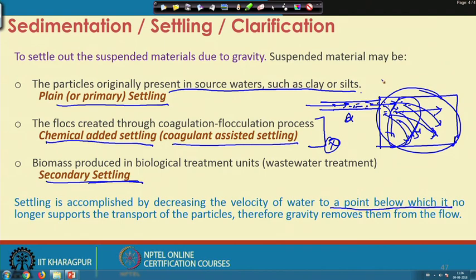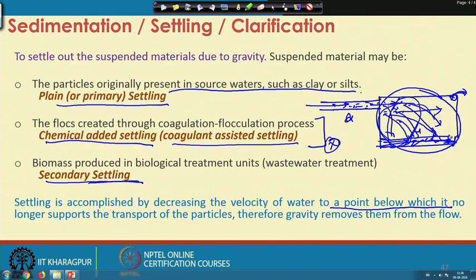Since these particles get settled down, they get removed, because if they settle down here and you collect, let us say, the overflow from this point forwards, the water which is overflowing from this tank will be devoid of these particles, which will be collected eventually towards the bottom of the tank. So, this is the basic concept of settling. The basic idea of settling is that the velocity is reduced to a point below which the particles do not move along with the water, but rather settle down.